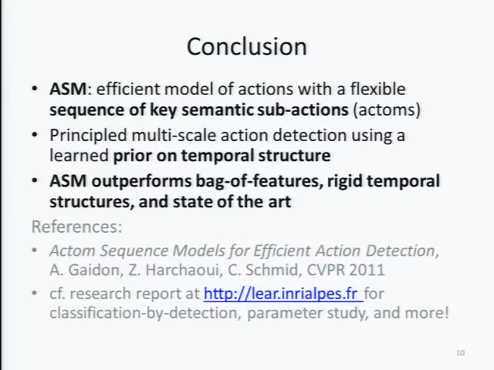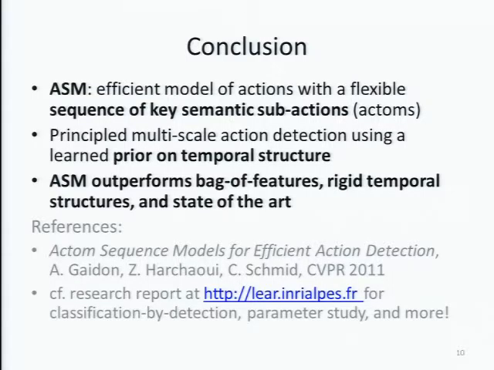Okay, so just to conclude this first part, I'm not going to present quantitative results. It's all in this paper. So the conclusion is that ASM is an efficient model of actions with a flexible sequence of key semantic sub-actions. So these actoms, what was interesting is that they're semantically meaningful, but we're not sure they would be discriminative. And actually they are, so that's interesting. And it also gives us a way to interpret decompositions.